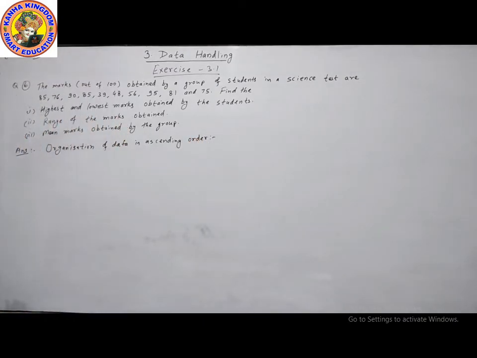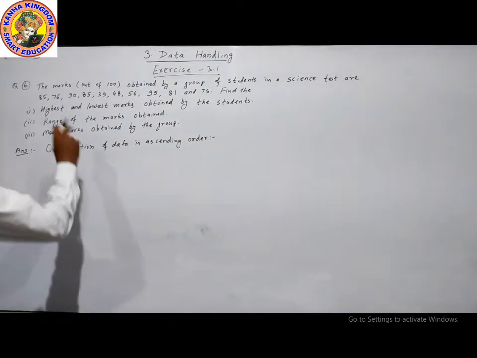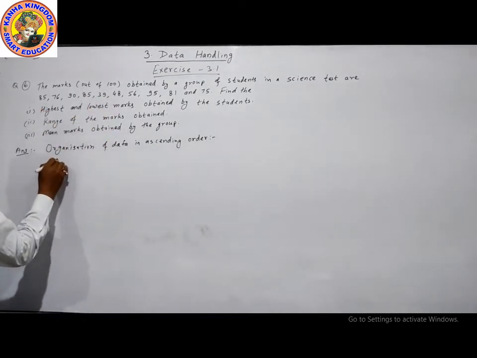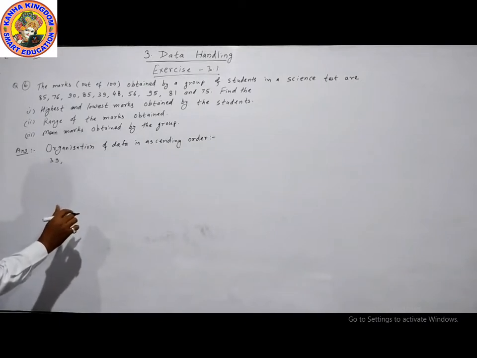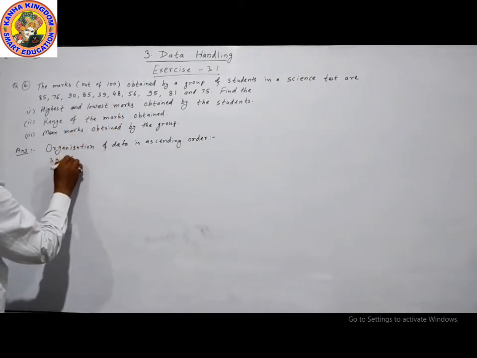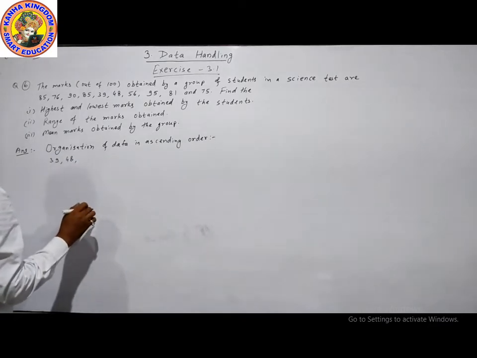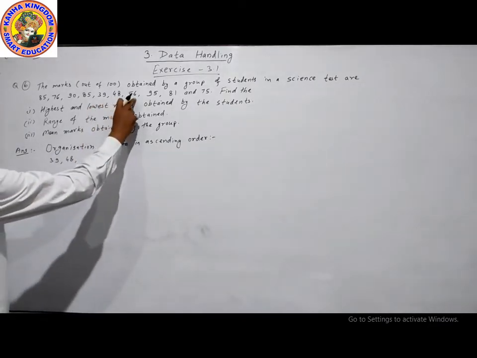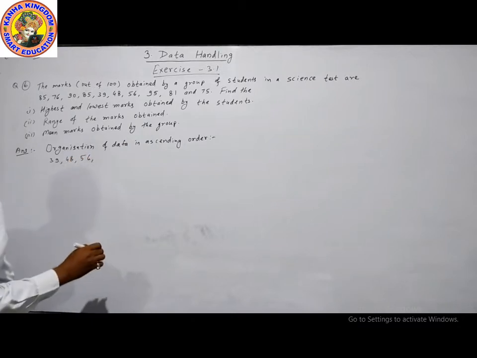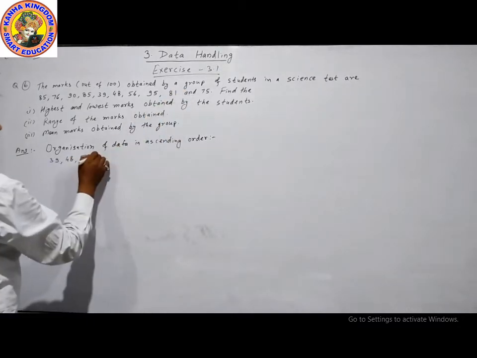Organization of data in ascending order. In ascending order, we place the lowest value first and the highest value last. The lowest value is 39. Now, next is 48. Next is 56. Now, next is 75.